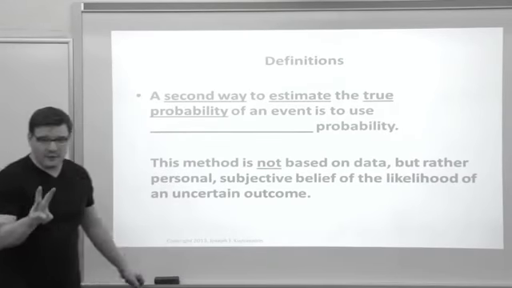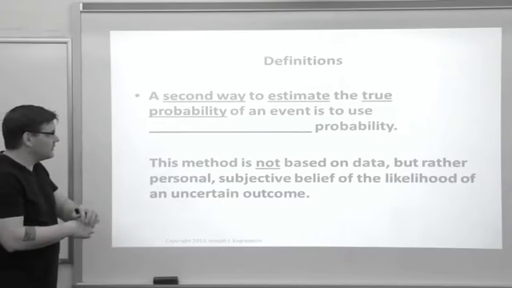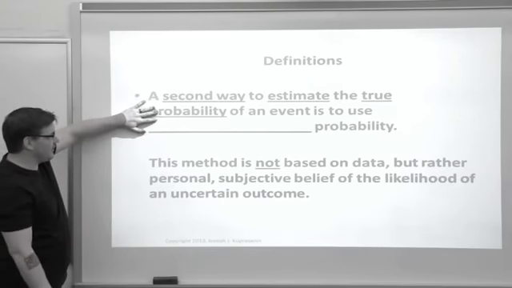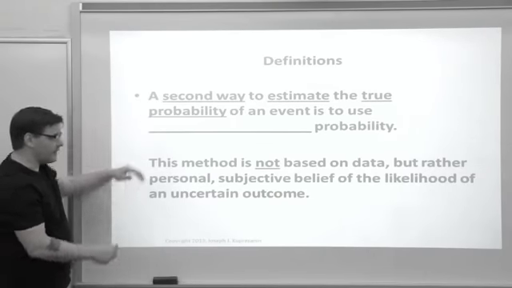There are actually 3 different ways to estimate probabilities. The first we learned was empirical. That's by data. A second way to estimate the true probability of an event is to use what's called subjective probability.